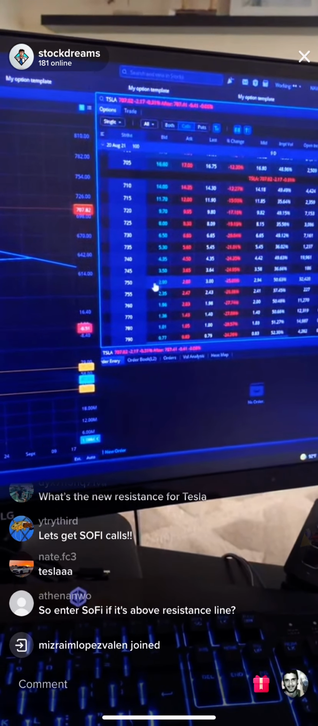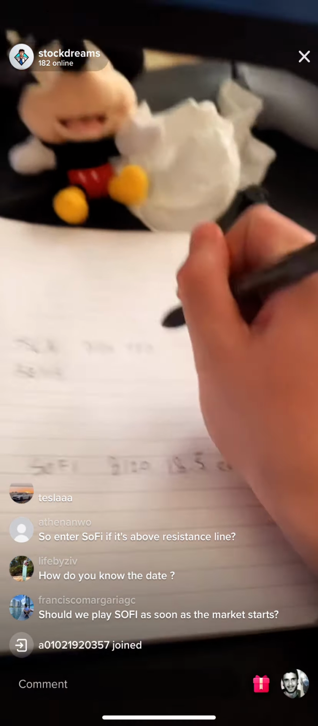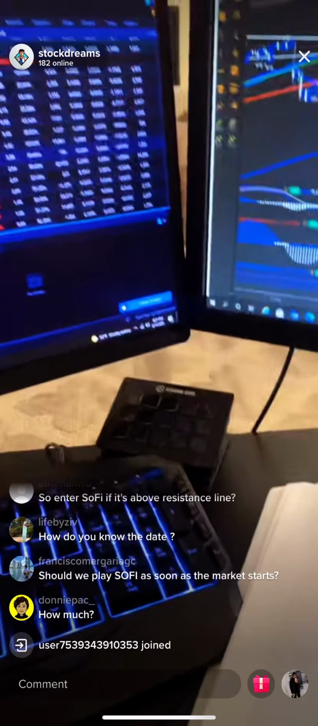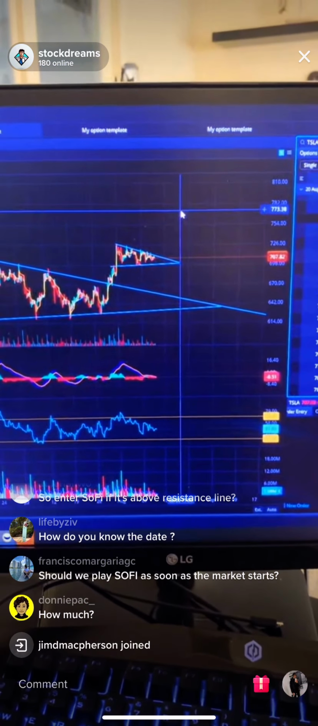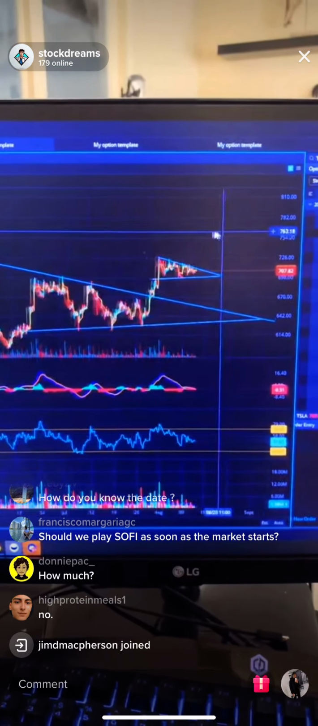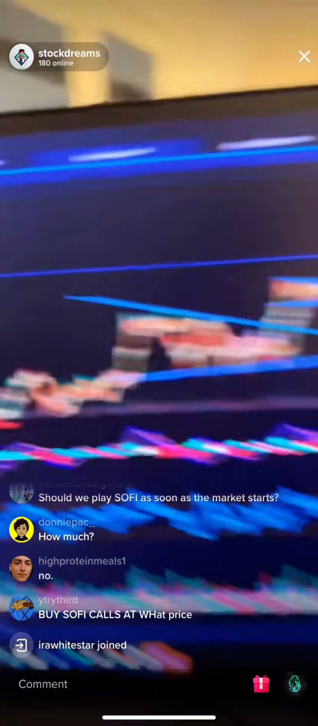8/20 750 calls, that's what I'm going to be looking at for Tesla. 8/20 750 call, for me. Because if it breaks here, it's going to fly. I think it flies right back up to almost all time, like around 750 right here. Basically back up to there.